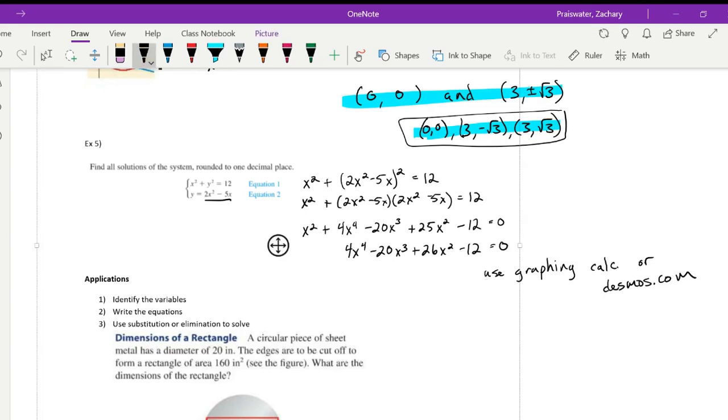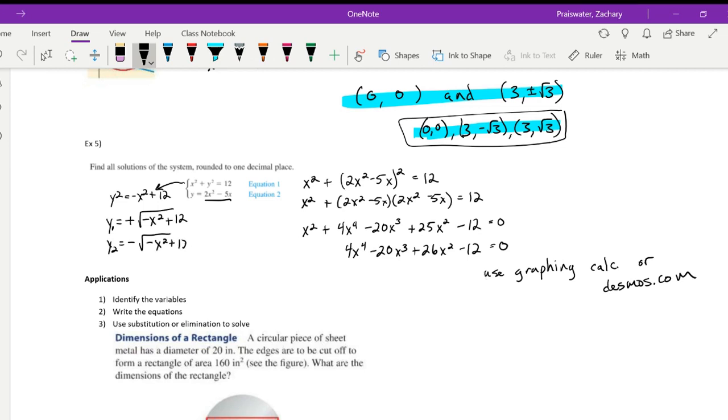So what you could do is you could graph this using the graphing calculator, but how do you deal with that? So if you get y by itself, you get y squared is equal to negative x squared plus 12. And then when you take the square root, y is equal to plus, so you could enter this in y1, plus the square root of negative x squared plus 12. And then y2 would be minus the square root of negative x squared plus 12. And that would graph your circle in your calculator.